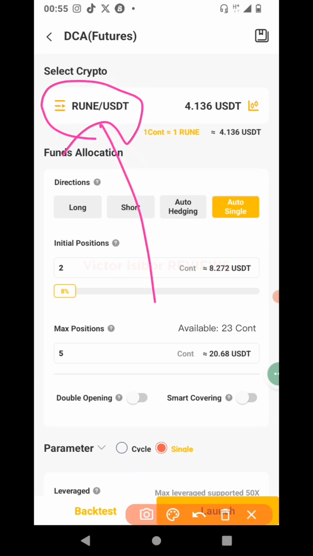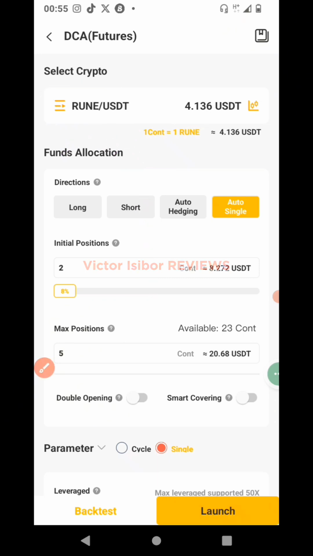So all you need to do now is to do your settings and send the robot to perform its magic on rune. All right, so which strategy are we going to set up rune with? Let's go with the famous liquidation free settings. The liquidation free settings is what I want to show you now.